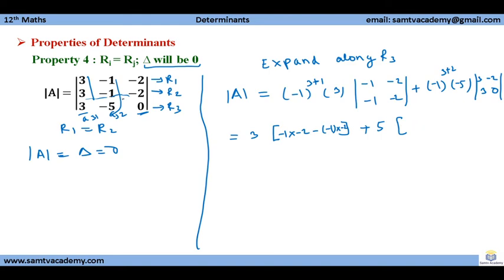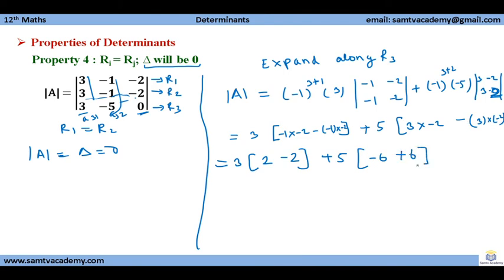Okay, we have to leave this, so this is minus 2, this is minus 2, that's why it is coming to be different. 3 into minus 2, minus of 3 into minus 2. So if we solve this, we will get 3, this is 2 minus 2 plus 5, 3 2 minus 6, and this will make it plus 6. So it is 0 and this is also 0.